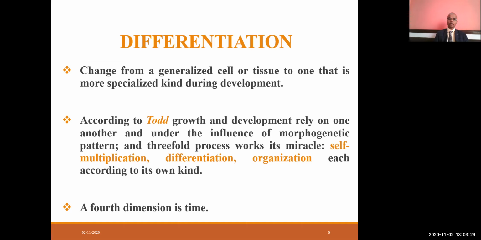According to Todd, growth and development rely on one another and are under the influence of a morphogenetic pattern. And a threefold process works its miracle: one is self-multiplication, differentiation, and organization, each according to its own kind. And the fourth dimension is time.